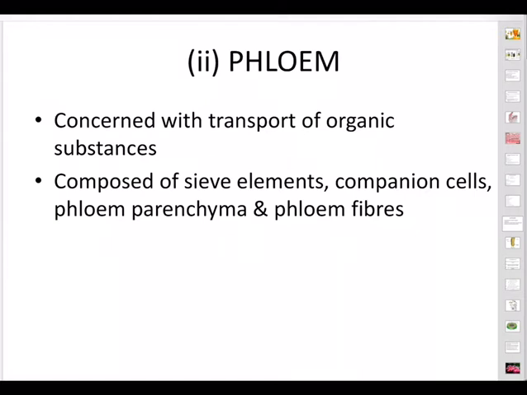cells. They are thin-walled living cells on the sides of the sieve tubes. Look at that. Companion cells are thin-walled and living. They are alive. And then phloem parenchyma: parenchymatous cells that store food, resins, latex. And then phloem fibers, they give strength and support.